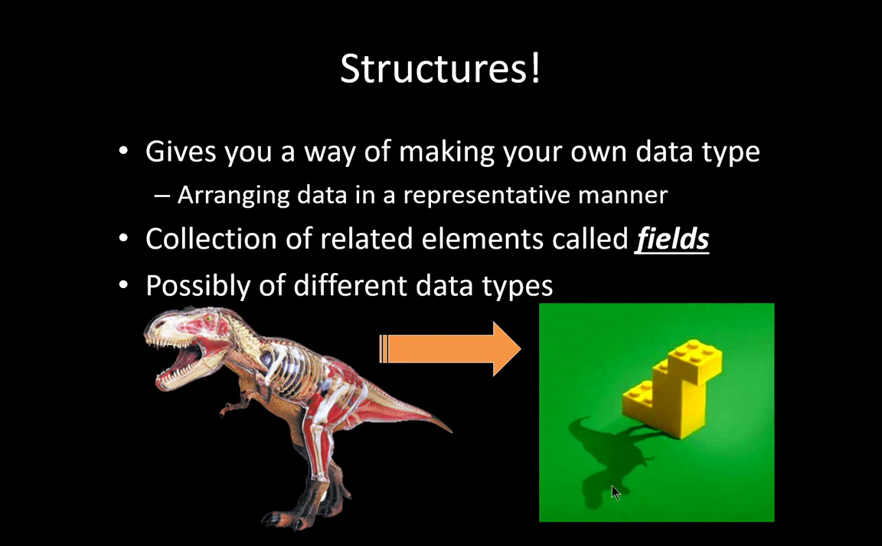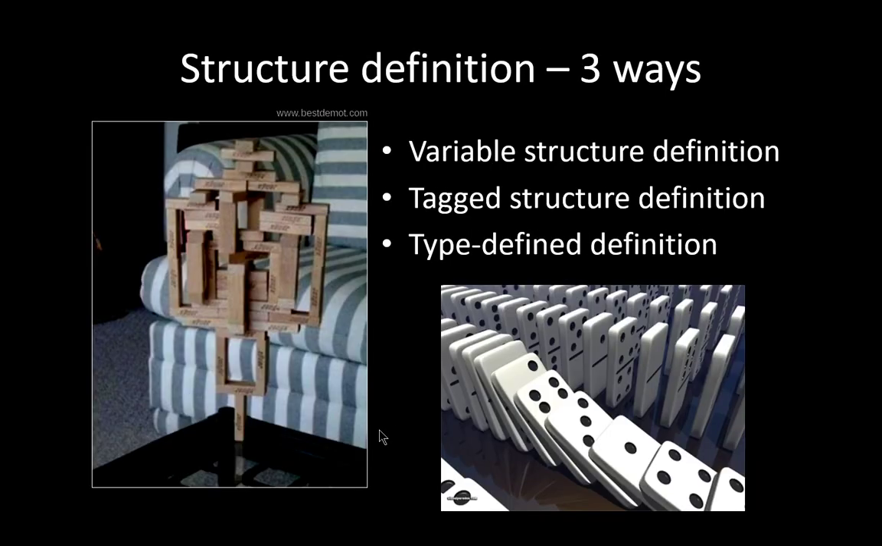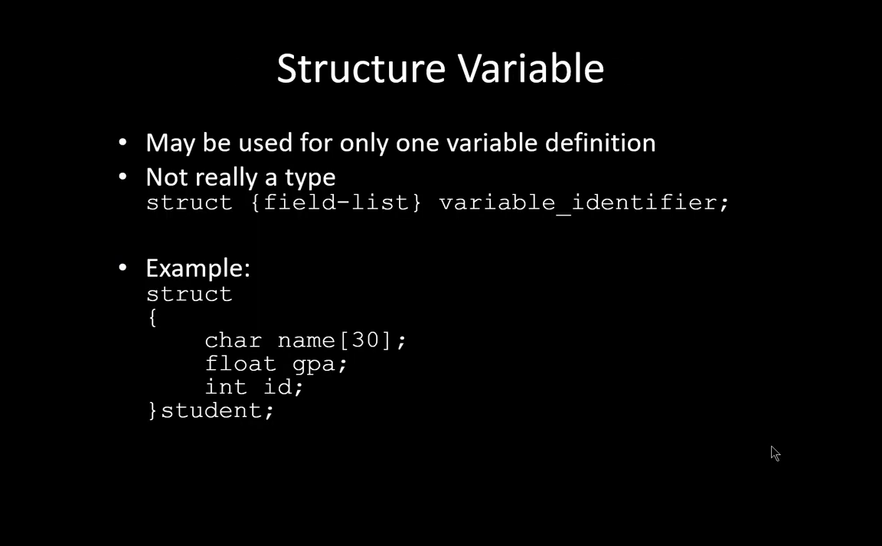You can sort of think of structures as trying to break this down into simplistic portions that we can represent using our primitive data types. And there are essentially three ways to do these: variable structure definitions, tag structure definitions, and type-defined structure definitions. And I know what most of you in the class are really wanting to see right now are C++ class examples.